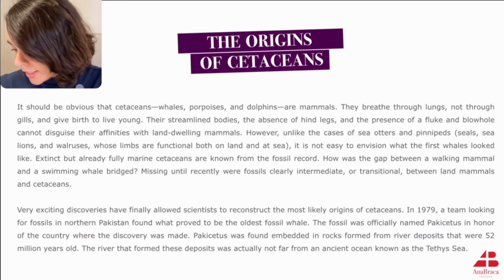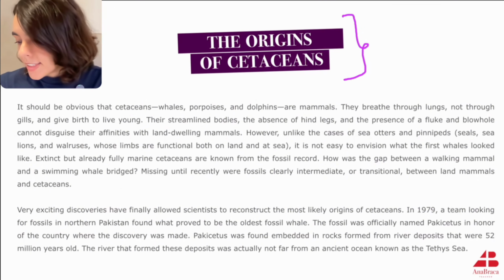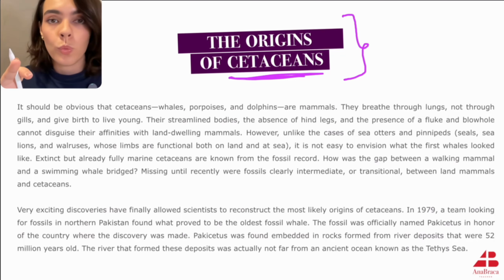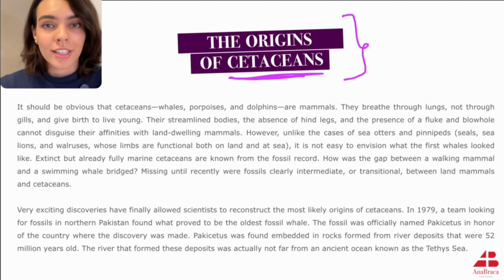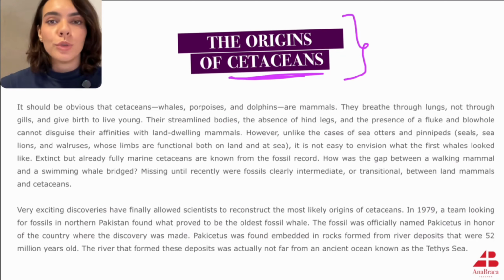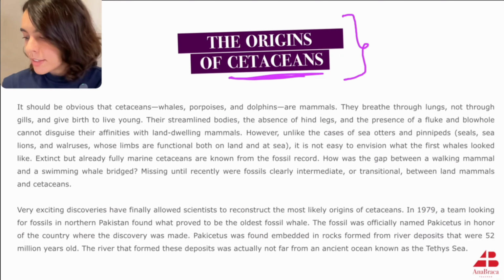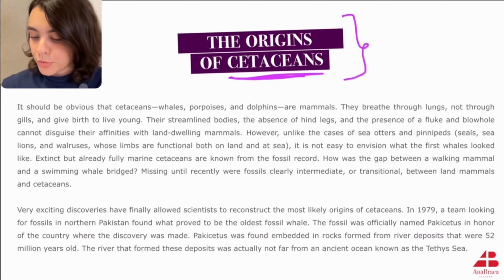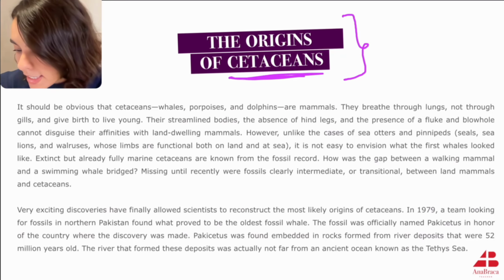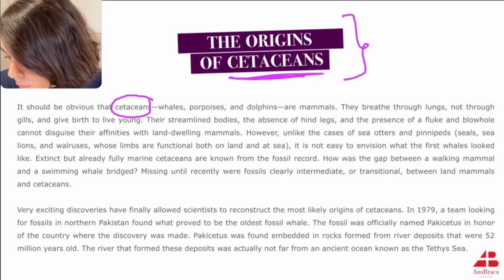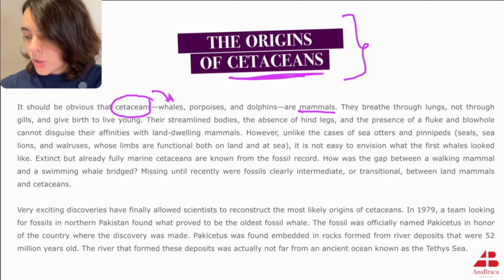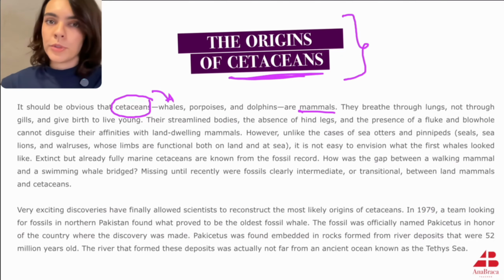So the title, so you understand that this text is talking about the origins of cetaceans. If you don't know what this word here means, it's all right, because you will understand in context. And then you should just read the first sentence and maybe a little bit in the middle, paragraph from paragraph. So the first one is, it should be obvious that cetaceans, so the explanation of the word is right here. Whales, dolphins, those are mammals. Okay, talking about type of mammal, marine mammal here.